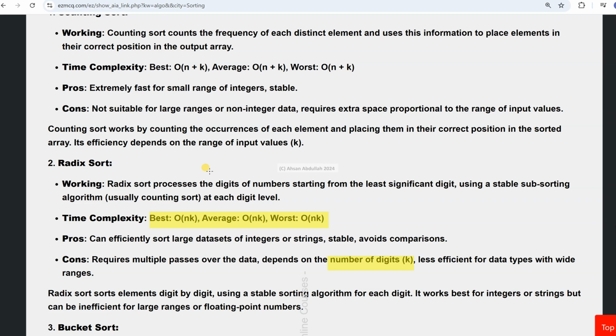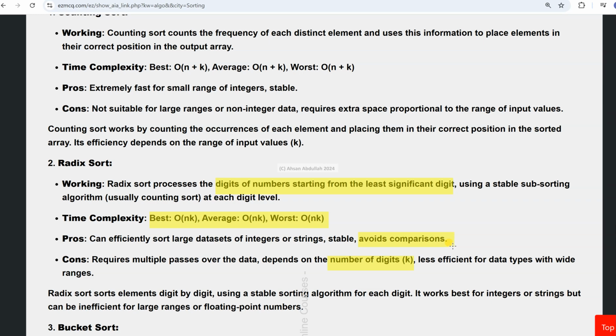Again, it is available in the data structure course. It processes the digits of numbers starting from the least significant digit, right? Then it uses a stable sub-sorting algorithm, like say counting sort, and arranges the numbers based upon the least significant digit, then the next one, the next one, and so on. So basically, it can sort large data sets of integers or strings, and it avoids comparisons. There are no comparisons, right?